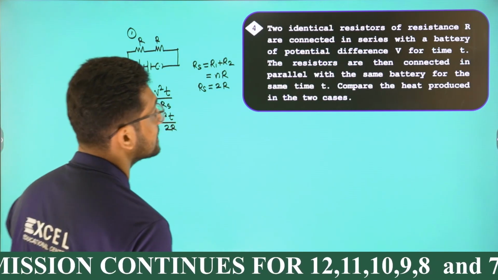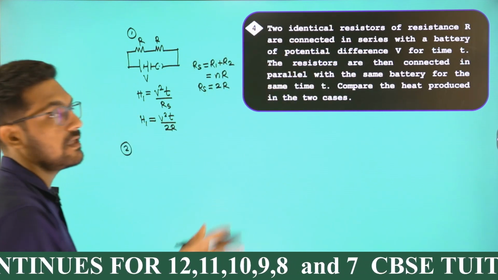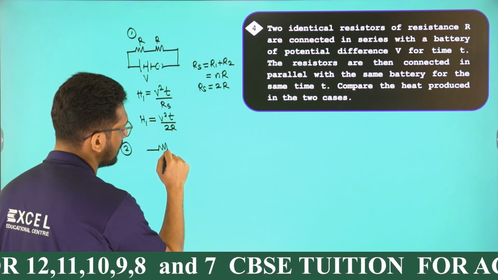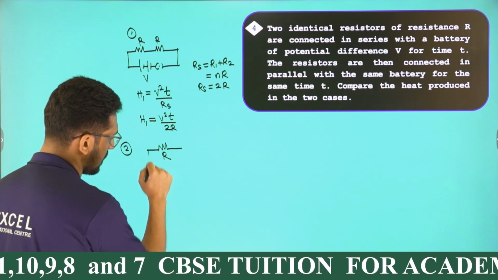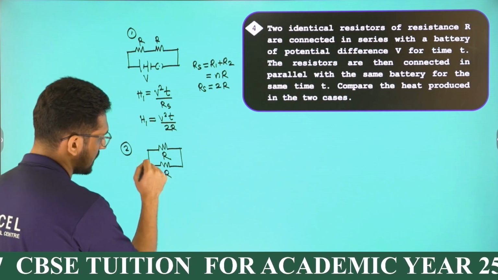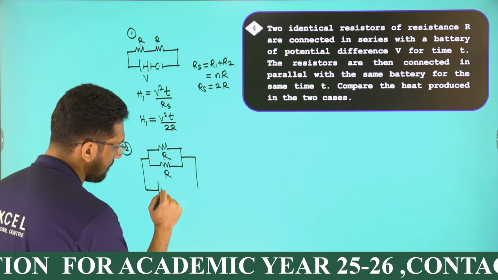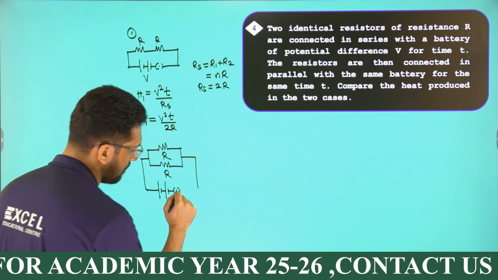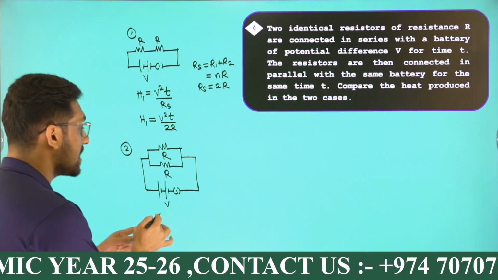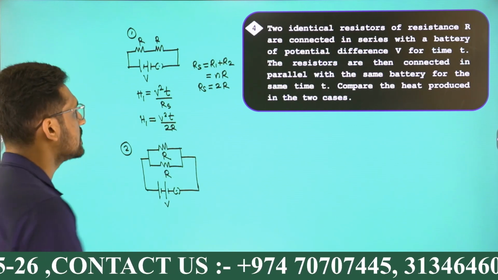Now the second case. The resistors are then connected in parallel with the same battery. The first resistor is connected to the second resistor in parallel, connected to the same battery. So voltage will be V. Voltage and resistance are given, so I will be using this equation.